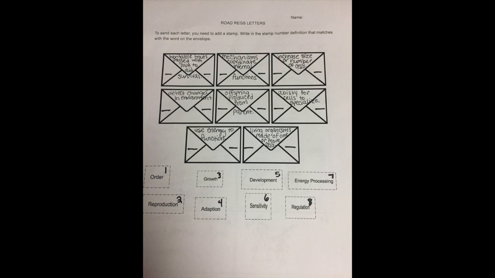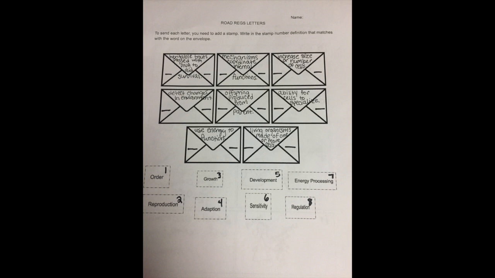Now next, down to the next line, detect changes in environment. The stamp for that is sensitivity. Next letter, offspring produced from parents. The stamp for that one is reproduction. Next letter is ability for cells to specialize. That stamp is development. Now down to the next level, the letter is use energy to function. The stamp for that one is energy processing.